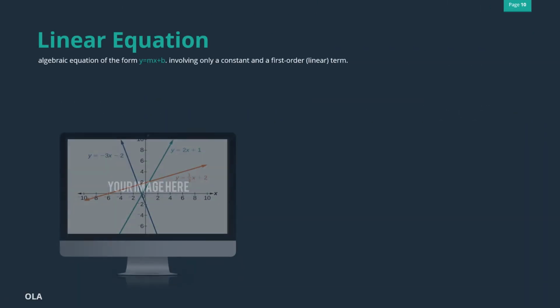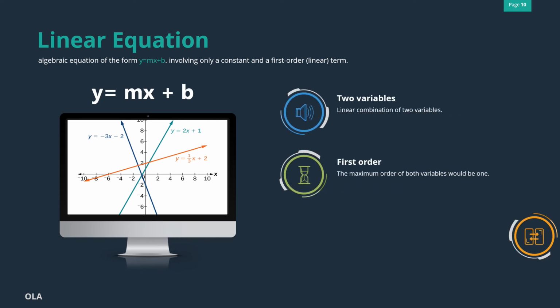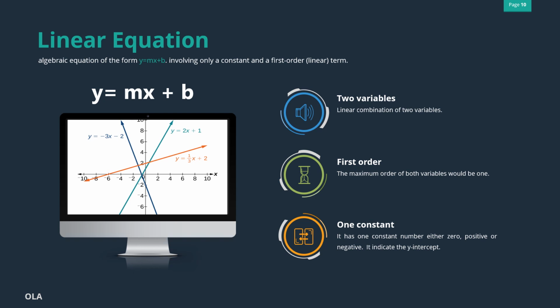A linear equation is an equation between two variables that gives a straight line when plotted on a graph. A linear equation is an algebraic equation of the form y equals mx plus b, involving only a constant and a first-order linear term, where m is the slope and b is the y-intercept. Occasionally, it is called a linear equation of two variables, where y and x are the variables. If we put y equals 0, we get a horizontal line. And if we put x equals 0, then we get a vertical line.